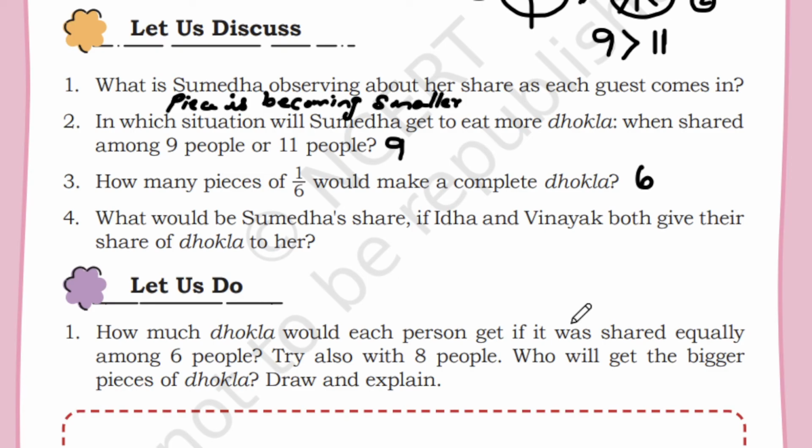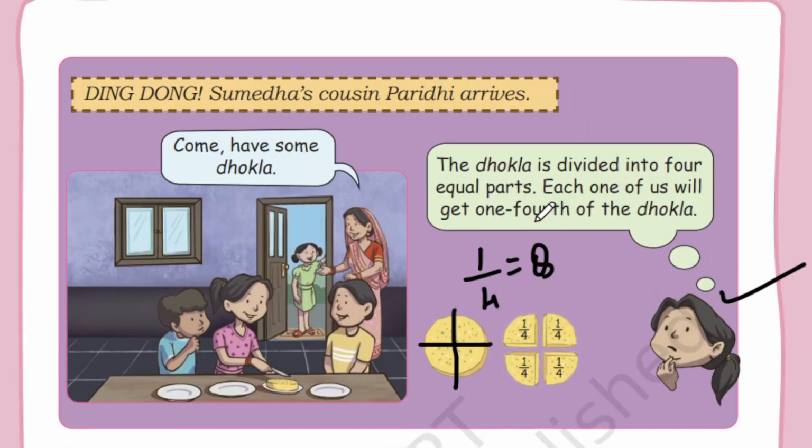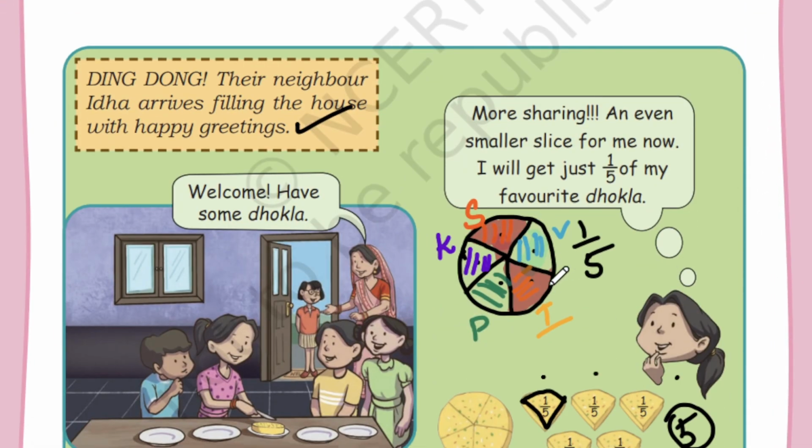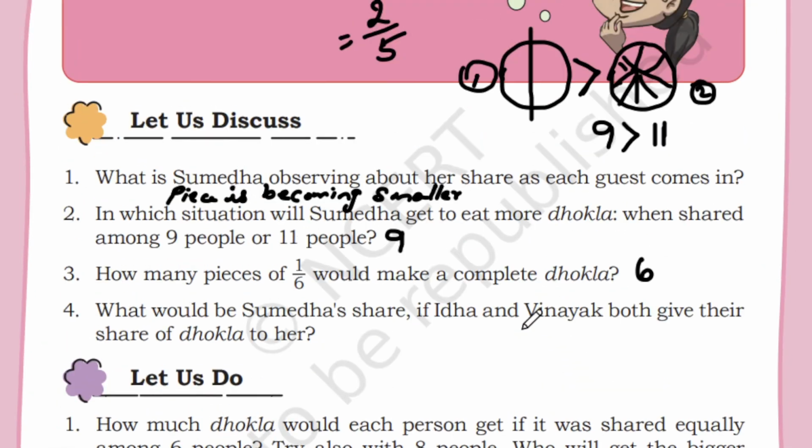Next, what would be Sumeda's share if Ida and Vinayak both give their share of Dhokla to her? So now Ida has already given. So Vinayak, we will see that picture. We'll go back here. So Ida has given already to Sumeda. Now Vinayak is also giving. So I'm going to shade Vinayak's part also. So Vinayak is also giving. So now what is Sumeda's part? 3 by 5. So 3 by 5.